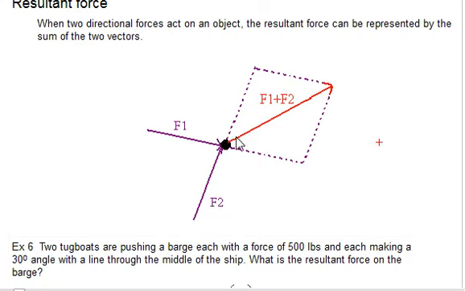Okay, there we go. They're pushing a barge, and of course they both have to use the same amount of force, otherwise this barge is going to be driven around in circles, and that's not very helpful and wastes energy. So they're both pushing with a force of 500 pounds. Each is making a 30-degree angle with a line through the middle of the ship. What's the resultant force on the barge?